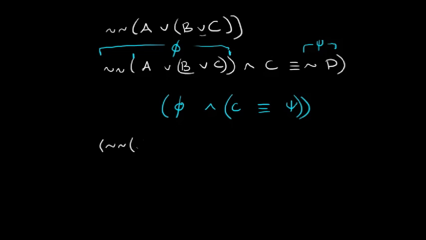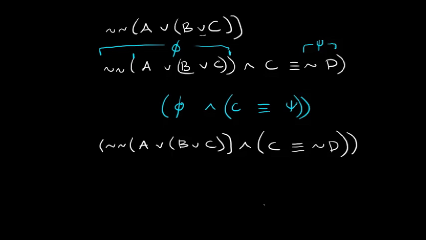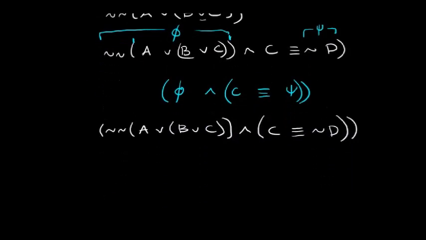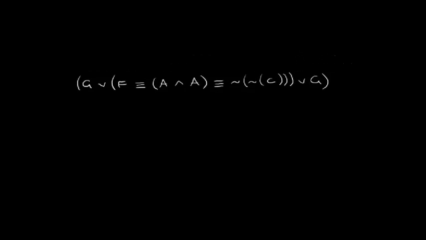Not A or B or C, and bracket C if and only if not D. Close bracket. And now we've turned this non-well-formed formula into a well-formed one. Okay. Let's move on to look at another example.